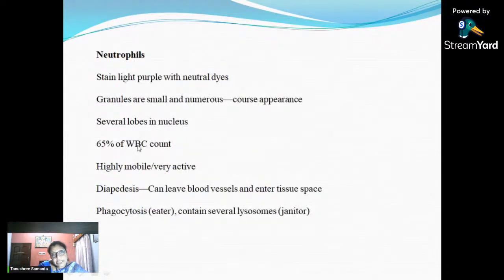So if we discuss each of the cells individually, neutrophils stain purple with neutral dyes. Their granules are small, numerous, and have a coarse appearance.